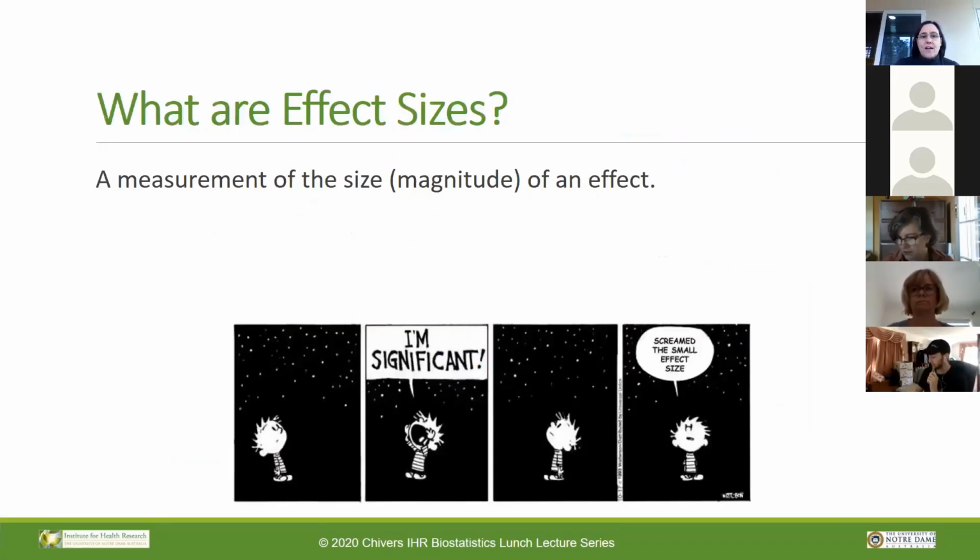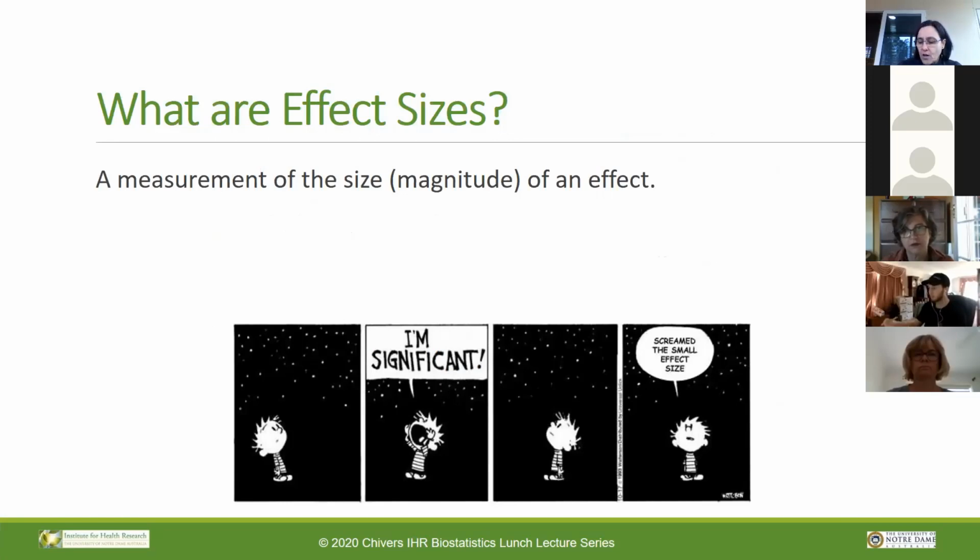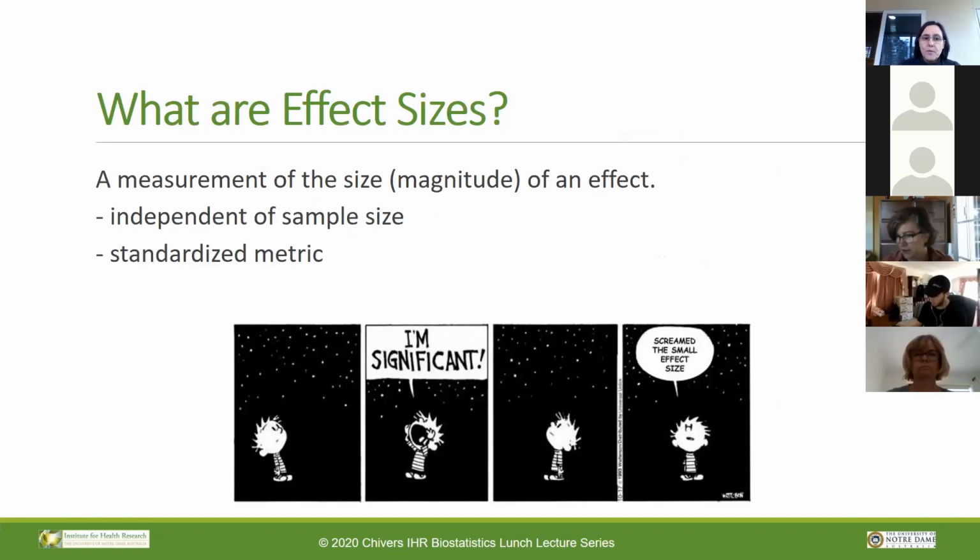So what are effect sizes? They're basically a measurement of size or magnitude of an effect. So they're there to help us have information about the size of the effect that we're actually trying to measure or determine. It tends to be independent of sample size. It's meant to be a standardized metric, and it also can be considered a strength of association.